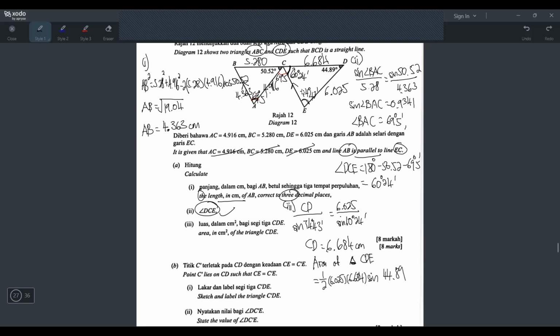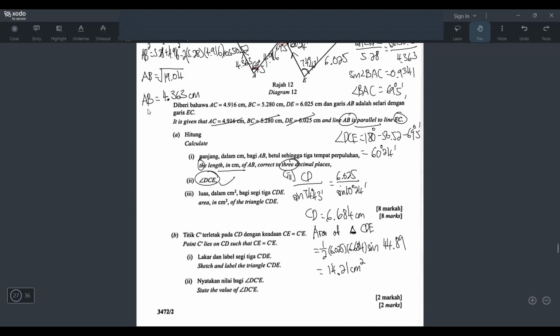You cannot take the other two angle because the other two angle is not the included angle. It's not the angle in between, right? Okay. If you want to take this angle, then you need the other panjang already. So understand. All right. Now it's time to press calculator. 6.684 times 6.025 times sine 44.89, and then answer divide 2. Okay, my calculator give me 14.21. So just write 14.21, and then don't forget to write cm square because it's area, right? So yeah, that's the answer. Wow, 8 marks for this. Okay. So yeah, I'll take it. Okay, 8 marks. All right, so that's it.